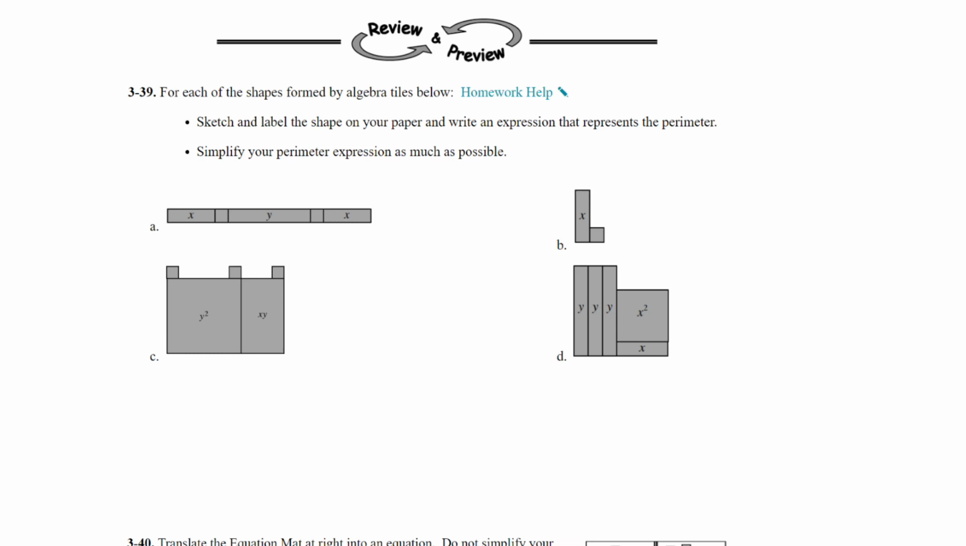For each of the shapes formed by the algebra tiles below, we want to sketch and label the shape on your paper and then write an expression that represents the perimeter. And then we want to make sure we simplify that perimeter expression as much as we can.